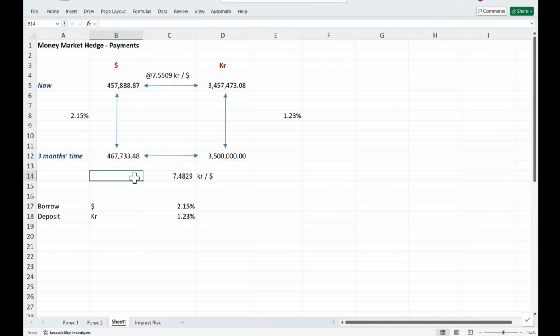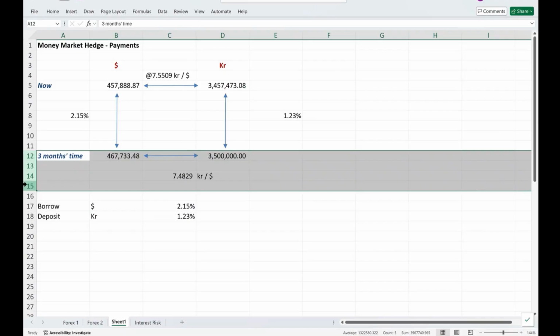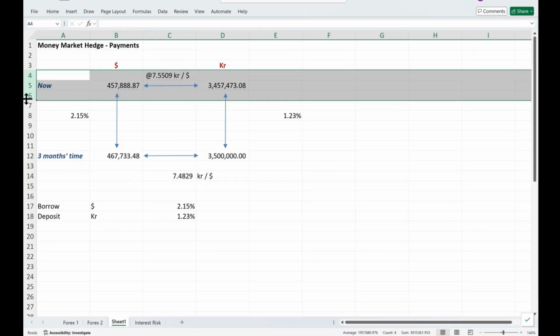So he might ask you, tell me what is the effective cost? What is the effective exchange rate for this company? So we would say it's 7.4829. We lock our rate at this amount because, do we have to exchange any currency in 3 months' time? No, we don't have to exchange. We exchange it today. In a money market hedge, whatever exchange we needed, we did it today. So we don't need to exchange it in the future.